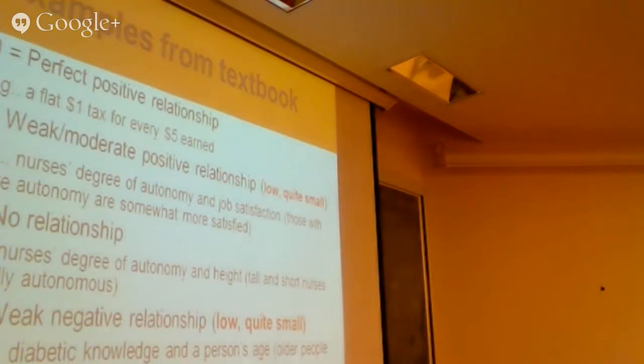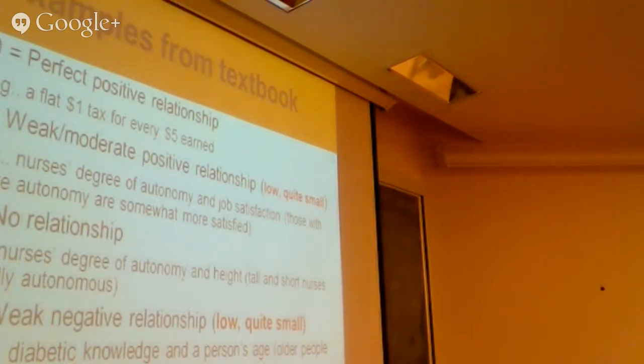Here is diabetic knowledge and a person's age. So the older you are, do you have more knowledge of diabetes? It is a slight relationship, not a lot. It's actually negative. The older you get, the less knowledge you have, because old people aren't as well educated in these things as we are. And levels of depression and life satisfaction. So here, if we plot satisfaction with your life and increasing depression over here, the more depressed you are, the less satisfied you are in your life. So it's negative and quite strong.